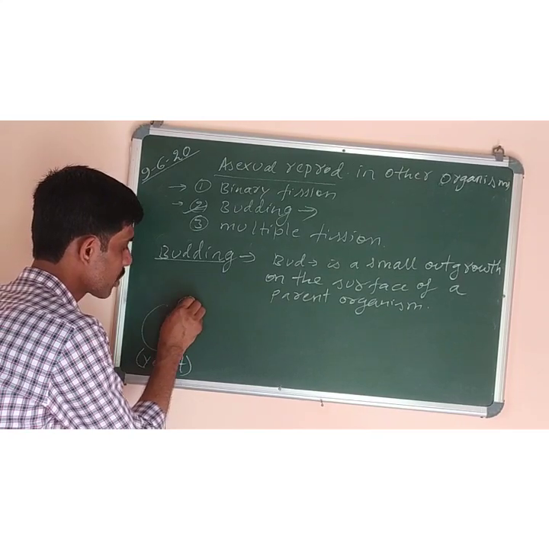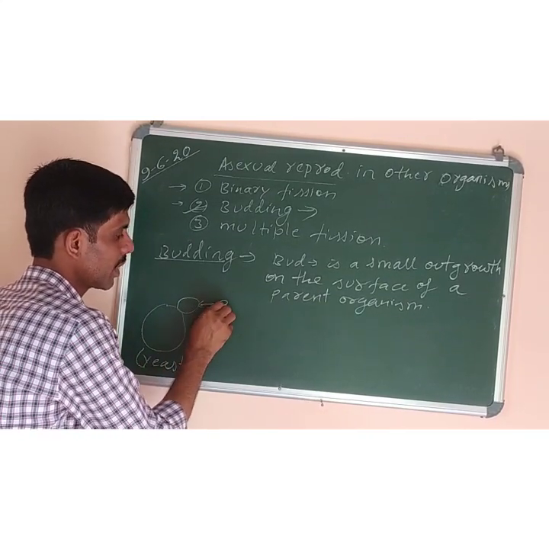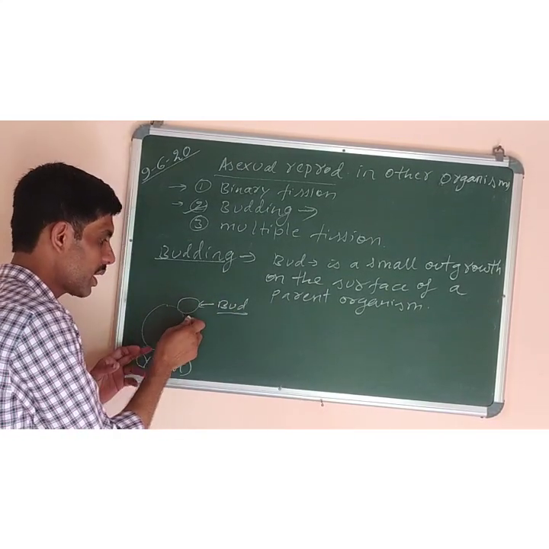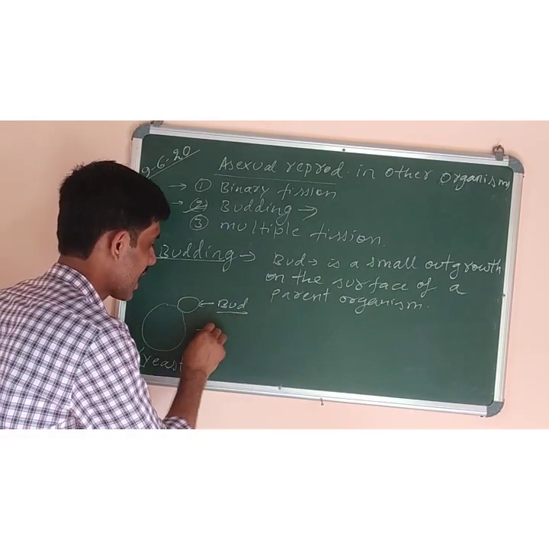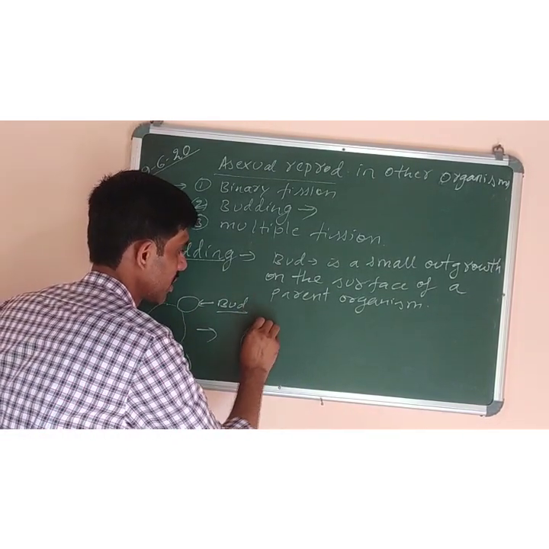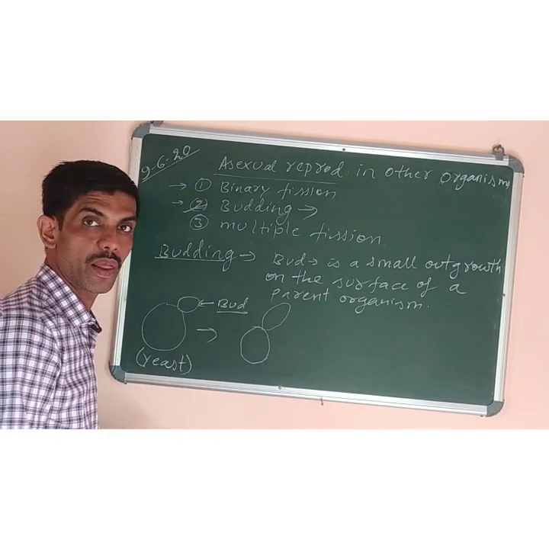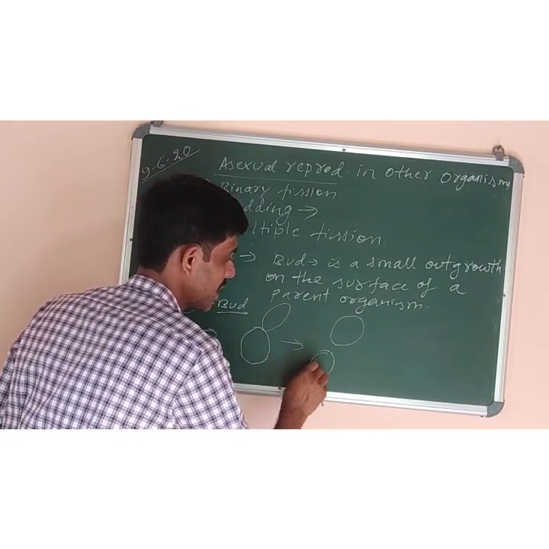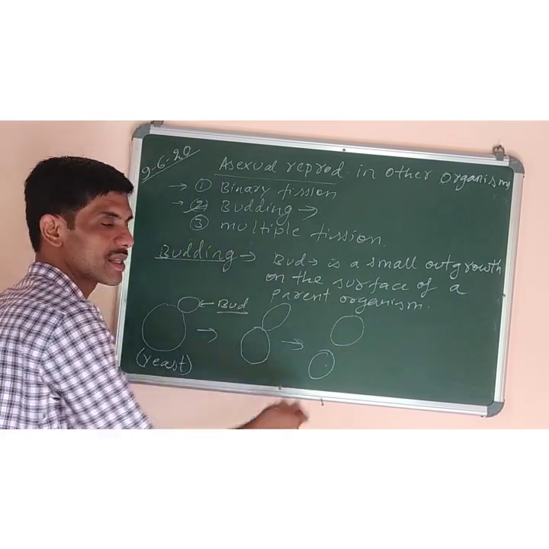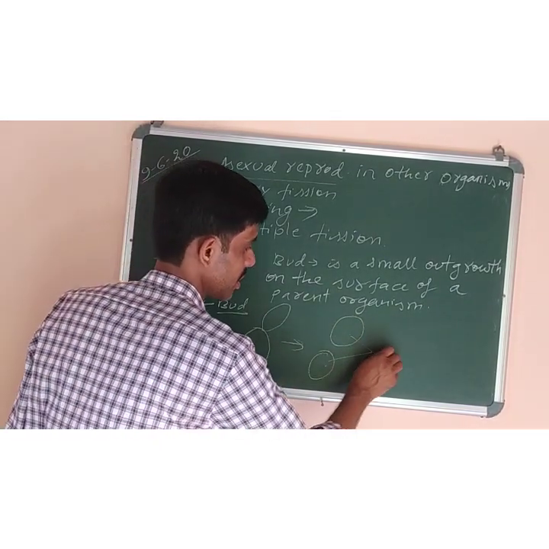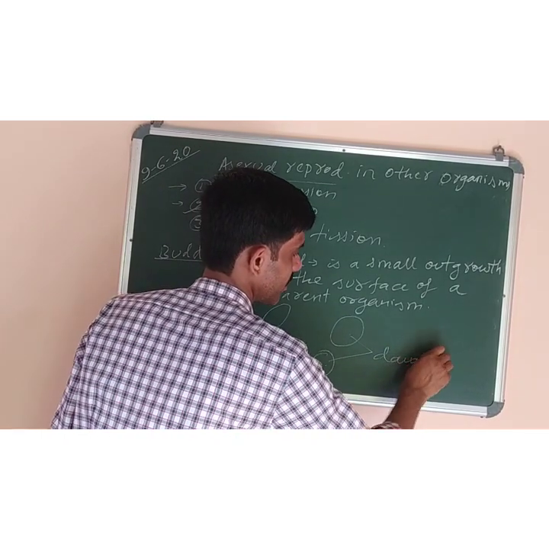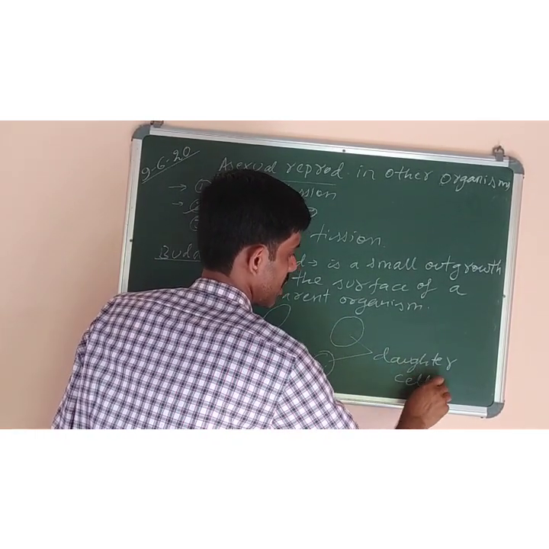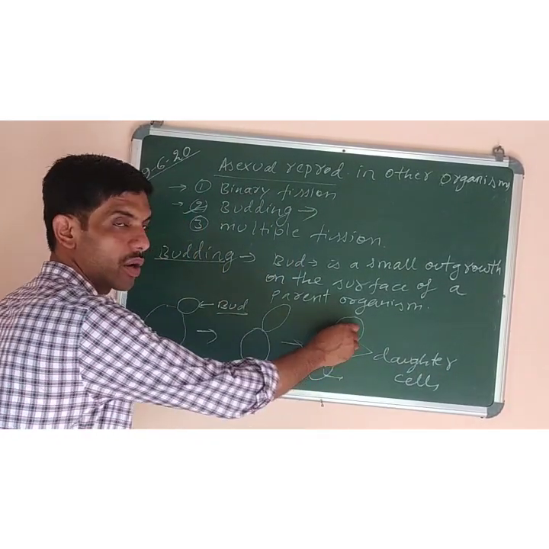Now a small outgrowth will occur on this body. This is called bud. Now this bud will keep on increasing in size in the next step I am showing. Now see, the bud size is also increasing. And finally in the third step, this bud is separated from the parent and both of them are separate cells. Daughter cells are produced. Two daughter cells are formed. Means this is the parent cell and this one is the daughter cell.